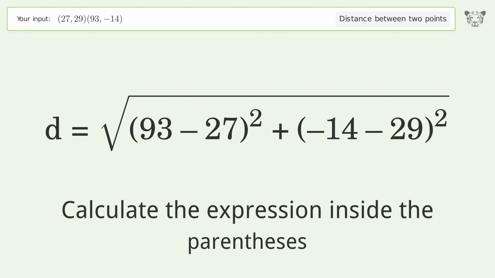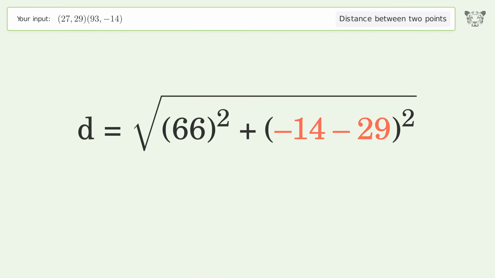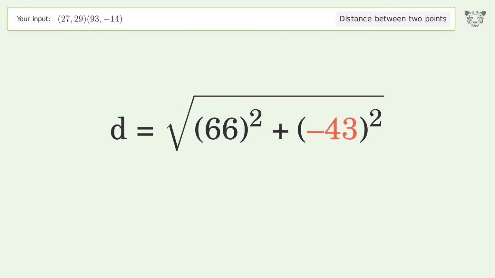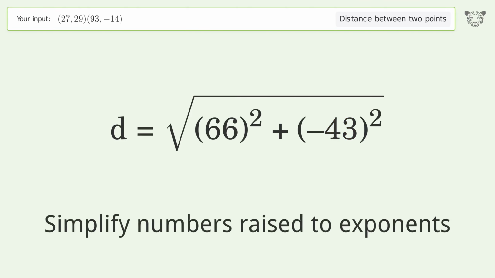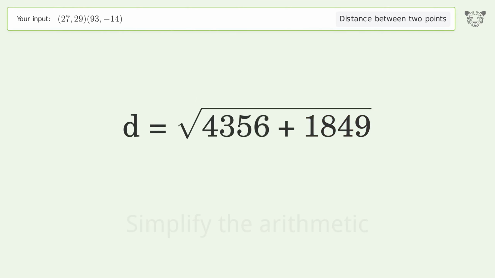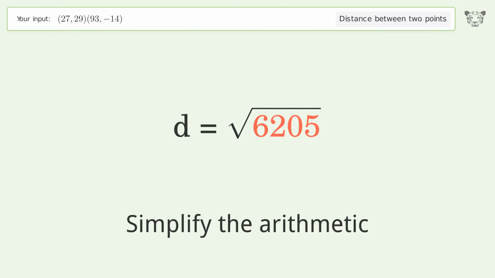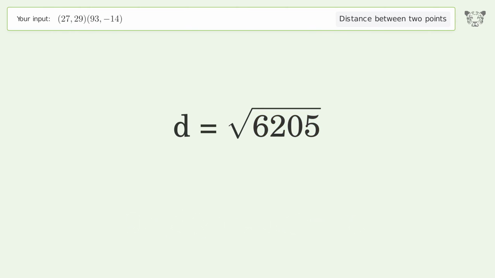Calculate the expression inside the parentheses. Simplify numbers raised to exponents. Simplify the arithmetic. And so the distance between the 2 points is the square root of 6,205, or 78.772.